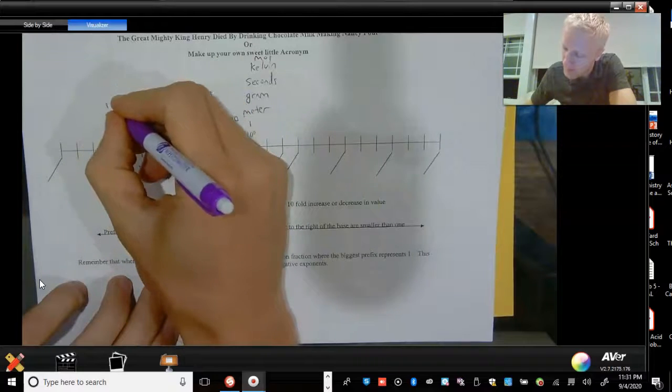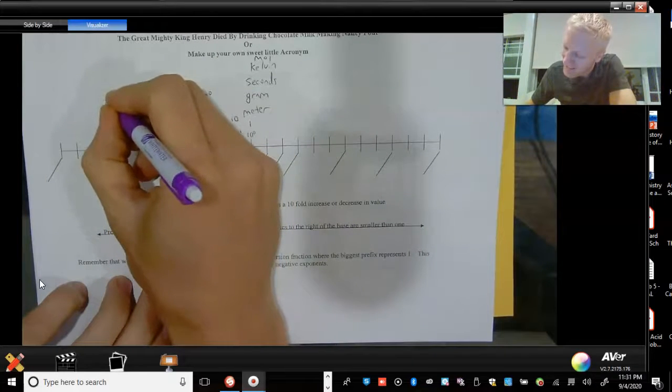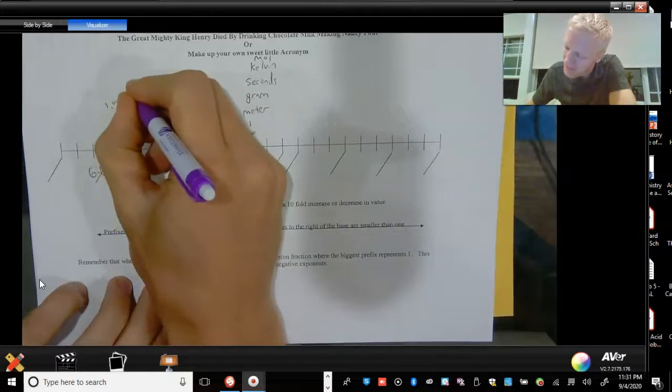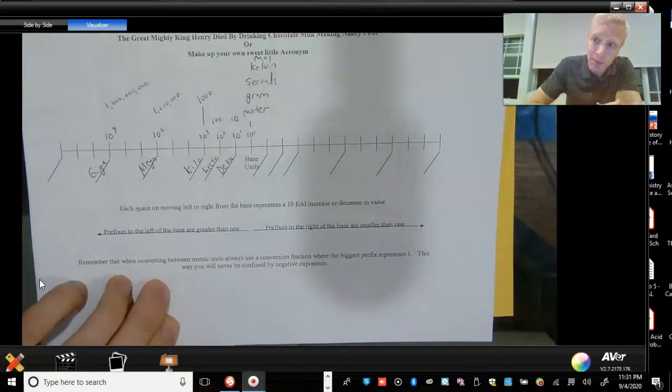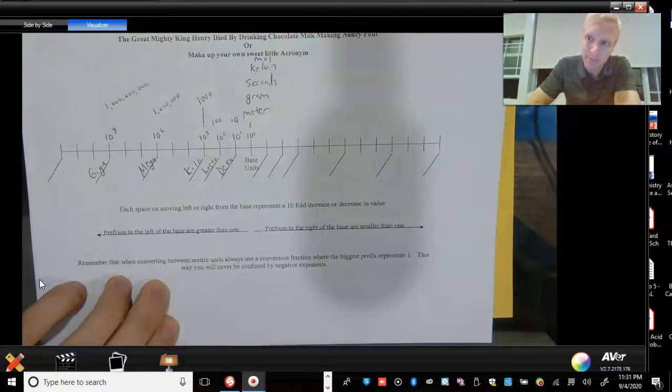I really don't know much about computers. So 1, 2, 3, 1, 2, 3. We're talking a billion. So 1 billion bytes is equivalent to a gigabyte.